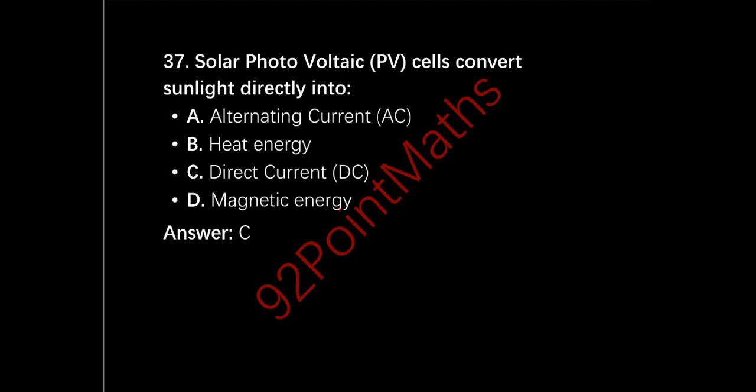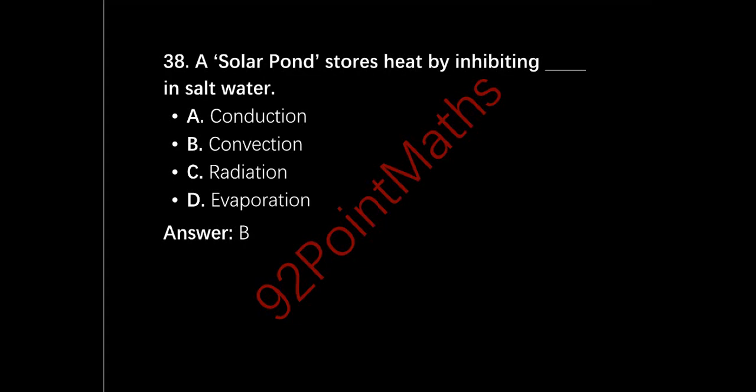A solar photovoltaic cell converts sunlight directly into option C, direct current, DC. A solar pond stores heat by inhibiting convection in salt water. Option B, convection.